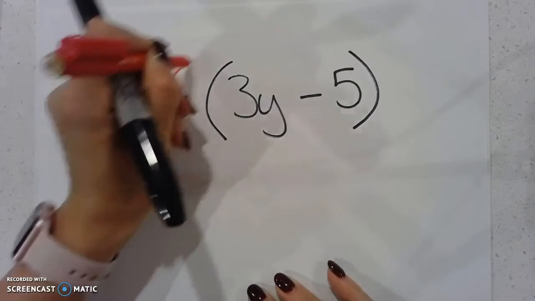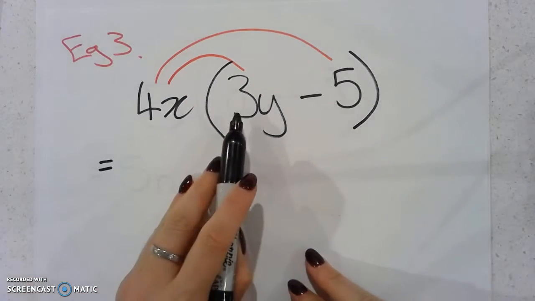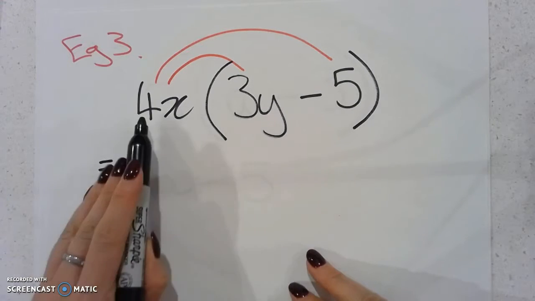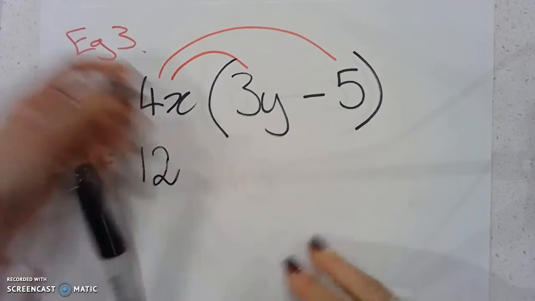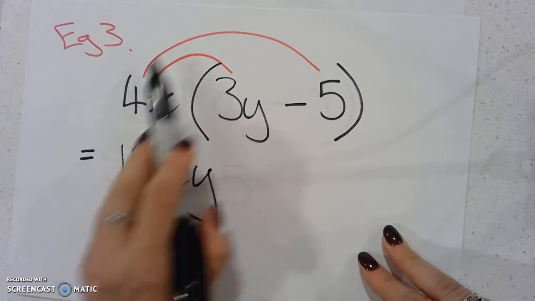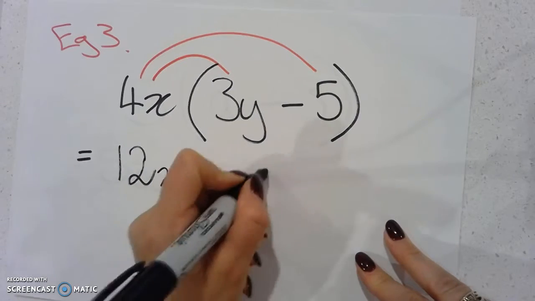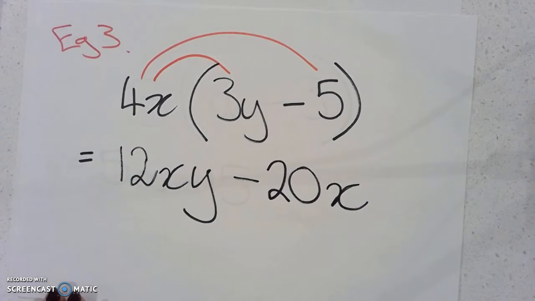Okay, arches again, linking them all up, and we've got numbers always coming first. So 4 times 3 is 12, and we've got x and y. Then we have 4 times -5, it's -20, and the only variable there is x.